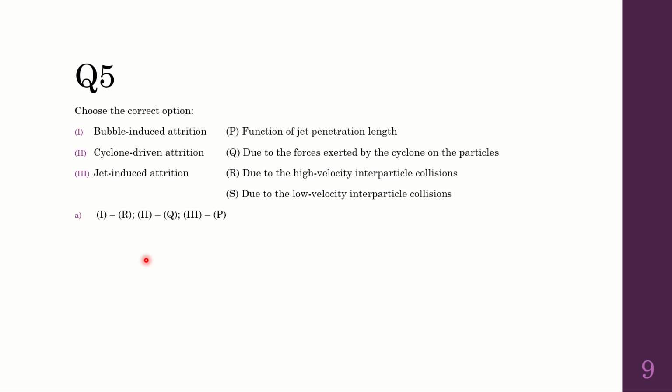So we have 4 options. The first one is option A, R for 1, Q for 2, P for 3. Or B we have S for 1, R for 2, Q for 3. And C we have S for 1, Q for 2, P for 3. D we have Q for 1, S for 2, R for 3. Discuss the answer after a minute.